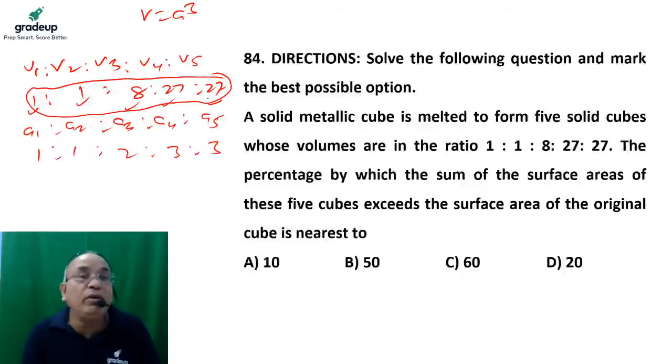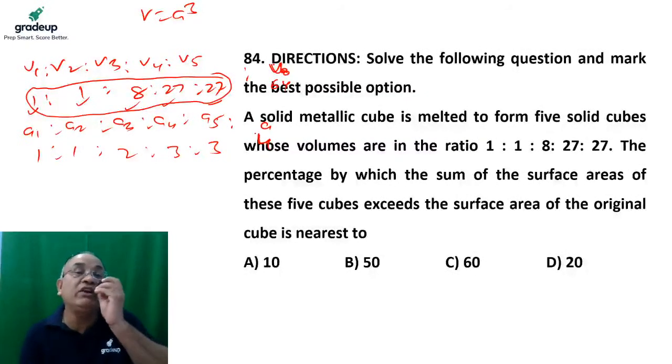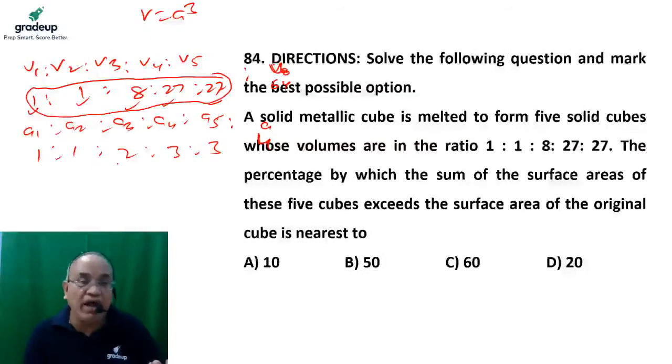So what is the volume of these cubes? 27 plus 27 is 54, plus 8 is 62, plus 2 is 64. It means the volume of the original cube is 64. Then the length of its side is 4. So the length of the side of that original cube is 4. Fine. And we want to find out the surface area. So the surface area is nothing but 6a square, of their respective sides. 6 is common, that can be taken away.